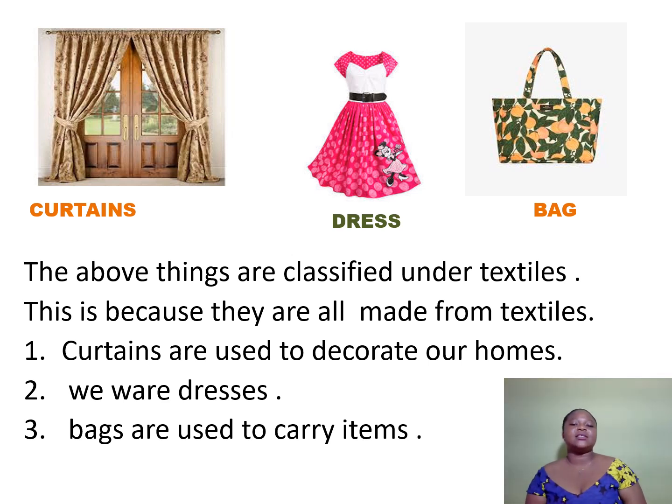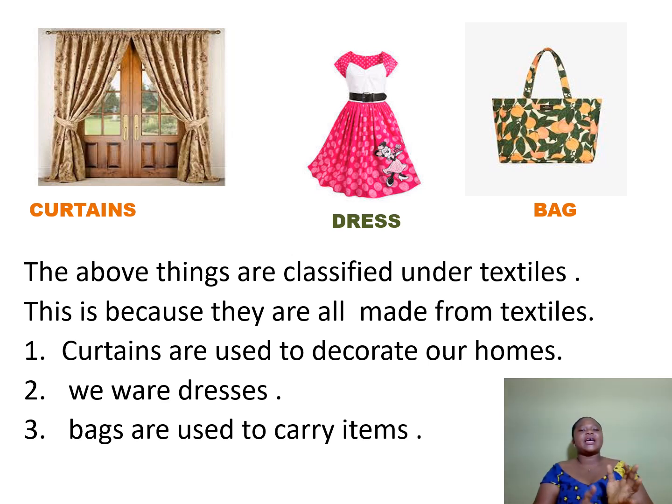Good. The next one is what? We have curtains, dress, and bags. Curtains, dress, and bags. And all these things are under what? Textiles, as we did in our previous lesson. Okay? These are all examples of materials. We said we have what? Textiles, metal, soil, wood, and plastics. Okay, so these are the characteristics of metals, of textiles.